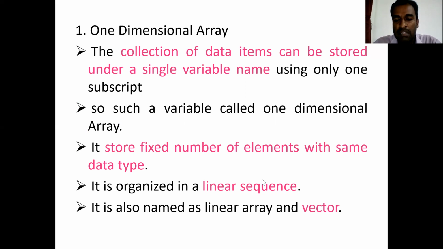The first element is stored at index A of 0. The next element is stored in the next index, and the other element in the next index. That is called a linear sequence. It is also named a linear array or vector.